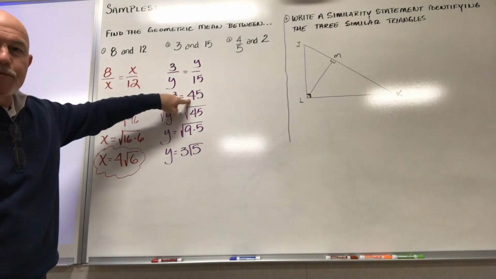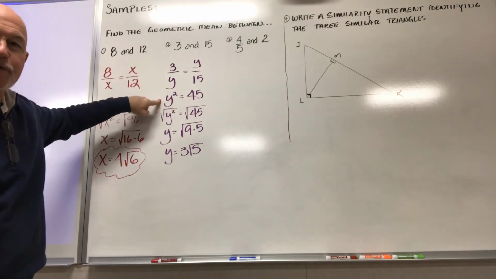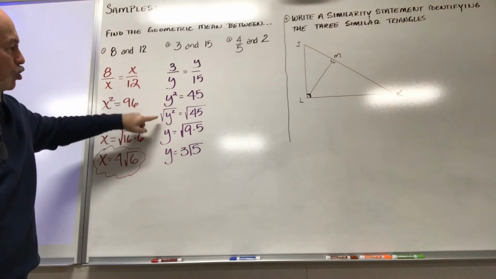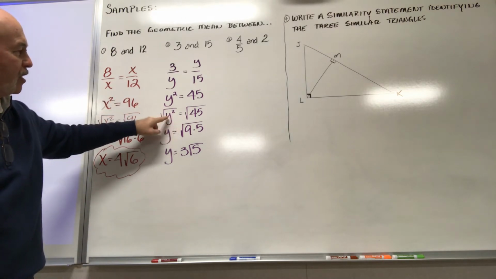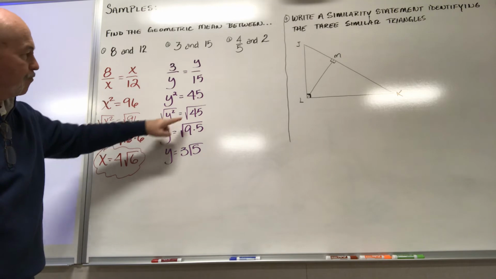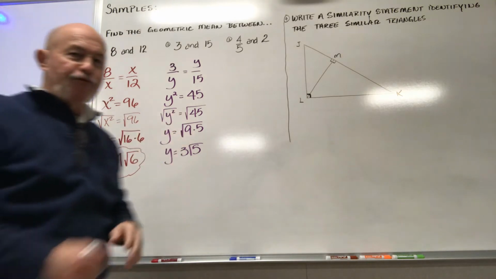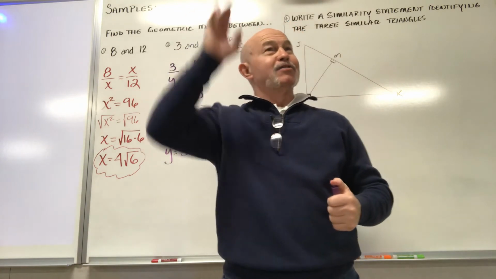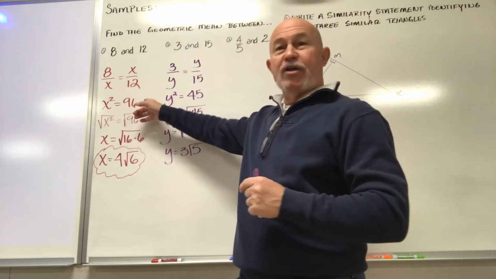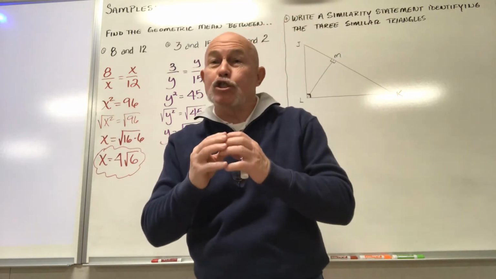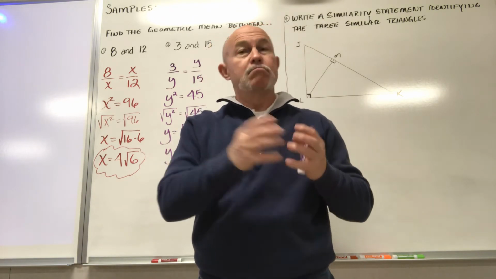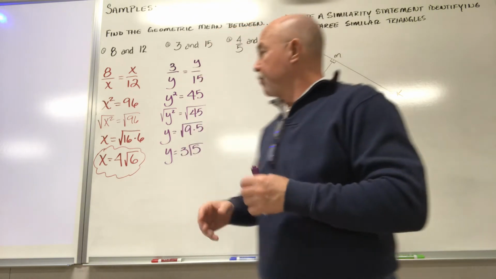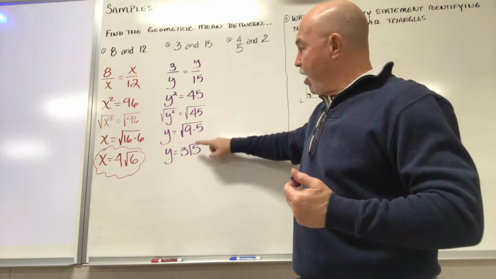3 and 15 multiply to 45. The y's become y squared. Square root of both sides gives me y. Break down 45 into 9 times 5. Just like I did with the 96, I found the largest square that goes into it evenly. 9 goes into 45.